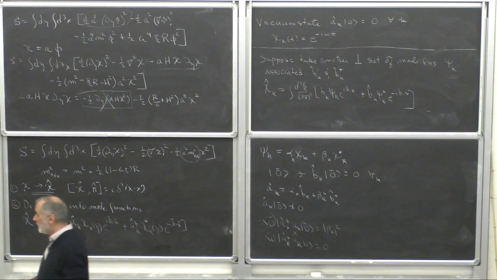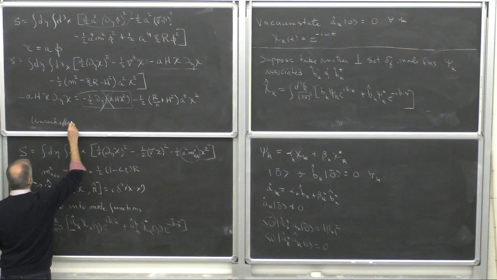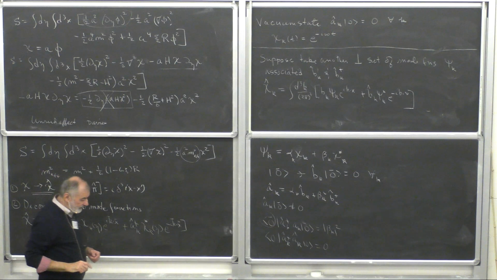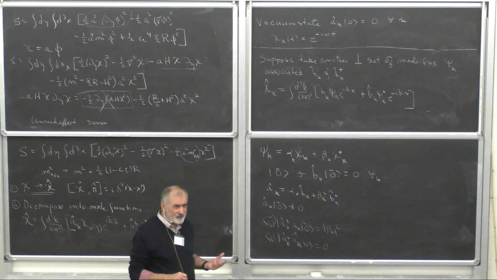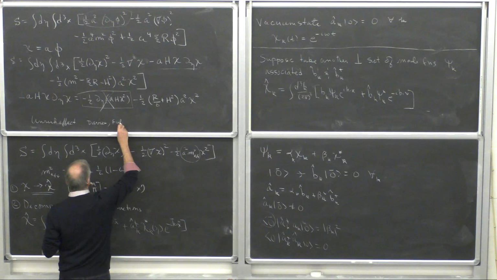You can just write the name of this effect. Unruh, U-N-R-U-H. Bill Unruh, and there are also other names. There's Davies, and there's another name associated with it that I just said. Fulling. Davies-Fulling effect.